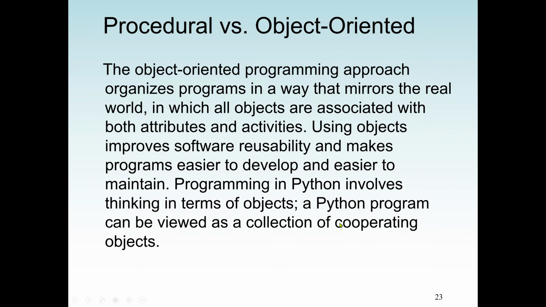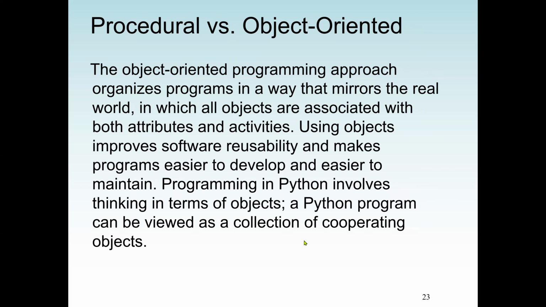The object-oriented programming approach also organizes programs in a way that mirrors the real world, in which all objects are associated with both attributes and activities. So using objects improves software reusability, and we will talk about inheritance, and also makes programs easier to develop and easier to maintain. So programming in Python involves thinking in terms of objects, and a Python program can be viewed as a collection of cooperative objects.